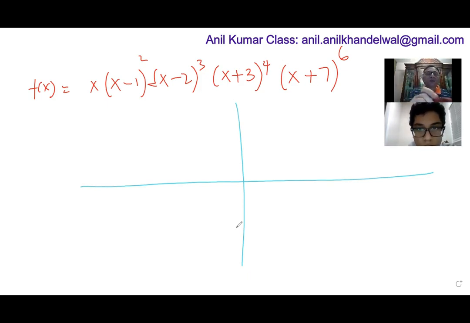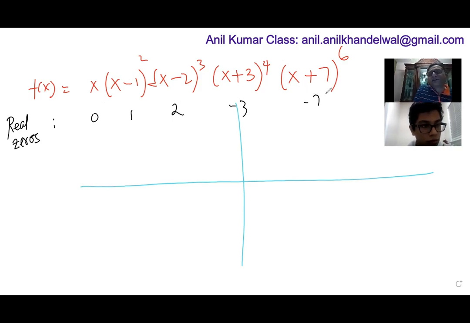So let's write down how many real zeros there are. This one is at 0, this one is at 1, this one is at 2, this one is at minus 3, and this one is at minus 7. If I put minus 7, it becomes 0. So we have one at minus 7, one at minus 3, one at 0 itself, one at 1, and one at 2. Perfect.